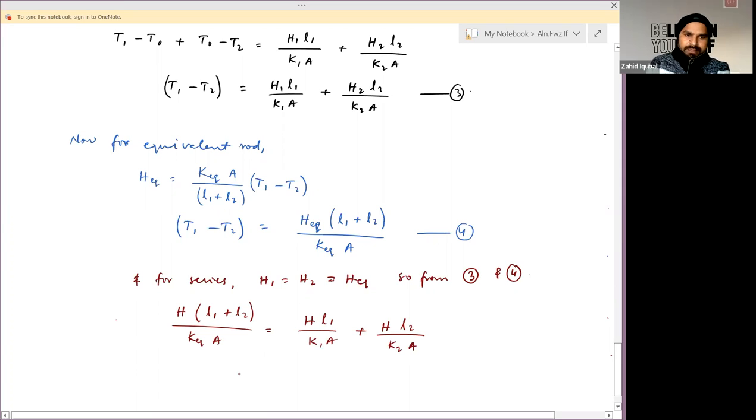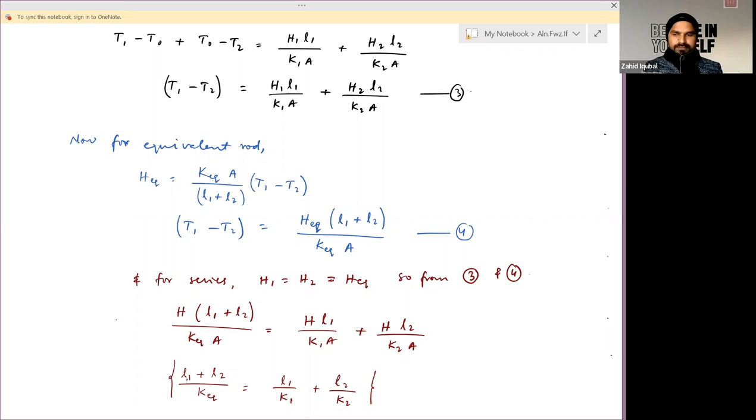H by A, H by A, H by A becomes cancel out. So you're left with L1 plus L2 divided by K equivalent equals L1 over K1 and L2 over K2. So this is your final expression of getting K equivalent for series combination of rod. Ifra, any doubt? Okay, just write it down.